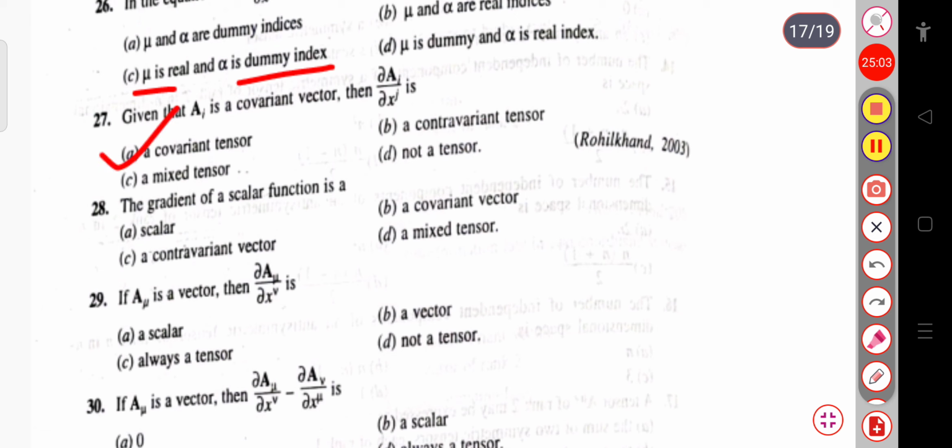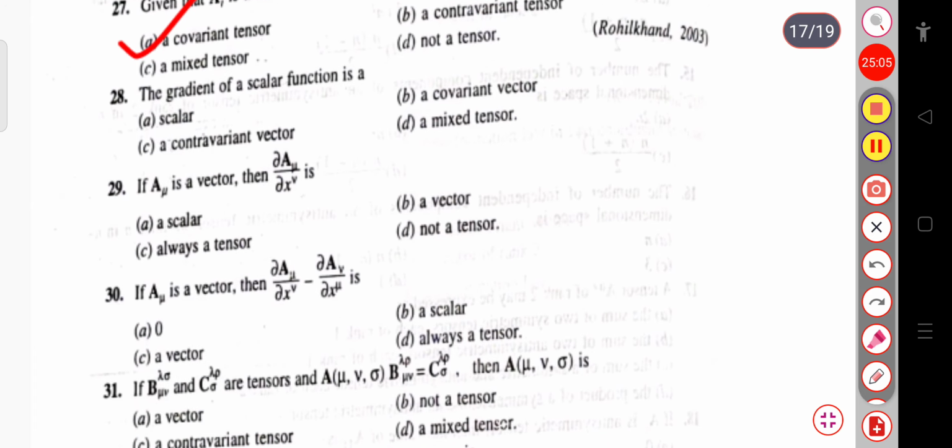The next question is the gradient of a scalar function. Is it a scalar, covariant tensor, contravariant tensor, or a mixed tensor? So here this is a covariant vector. That is, the gradient of a scalar function is a covariant vector.